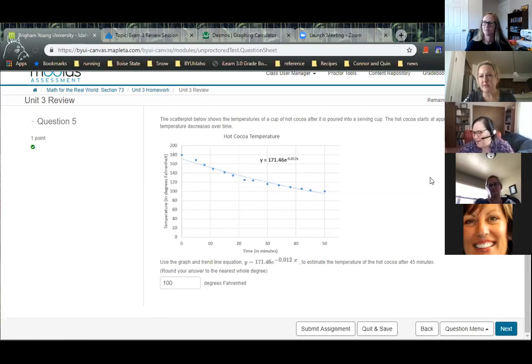When you're finding the asymptote, do you have to graph it to find it, or can you find it without graphing if you have an equation? You should be able to find that from your equation.